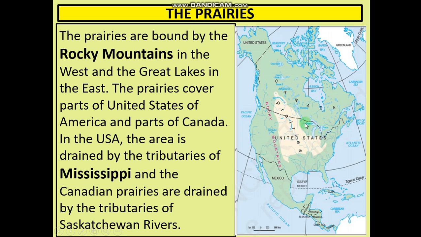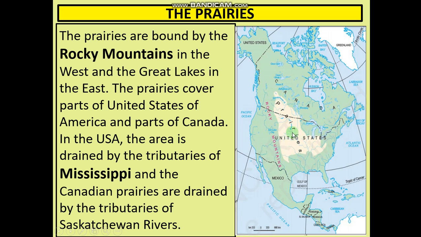So this is the region where you can see and where you can find prairies. On one side, towards my left side, this is the region of the Rocky Mountains. They extend from this place to the west, and the Great Lakes are in the east. The Rocky Mountains are situated on the west side, and over here, towards my right side, lie the Great Lakes. The prairies cover parts of the United States of America and part of Canada.